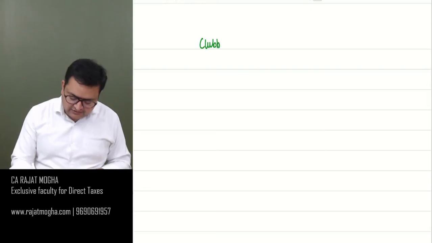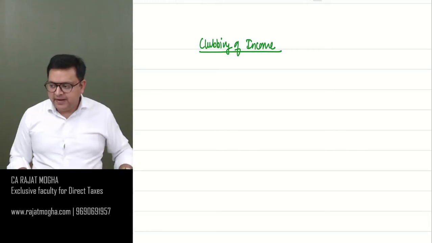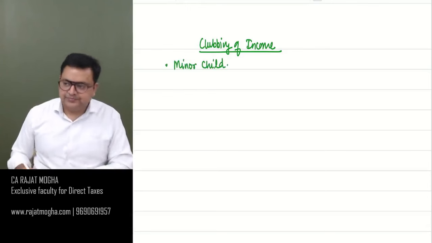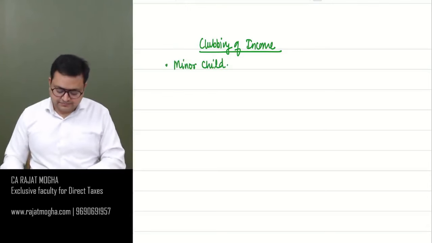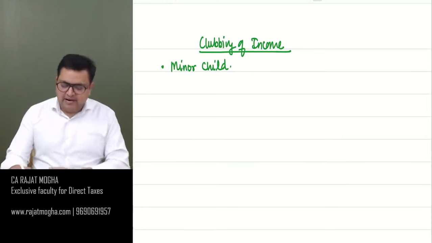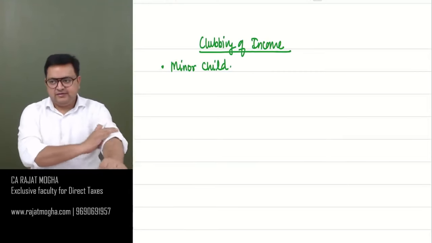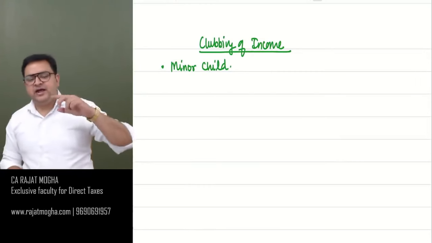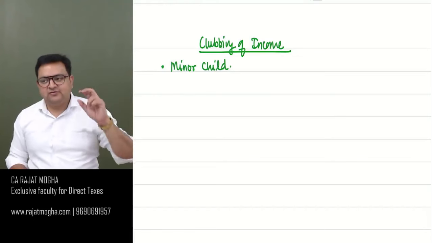Guys, please remember, in clubbing of income there are two or three things which you should remember. First of all, the income of a minor child. This is very important because in examination you mostly find the income of a minor child. Minor child income is clubbed in the hands of the parent. Whose parent? Father or mother? Guys, minor child income is not clubbed in the hands of grandparents. Only in the case of father or mother.